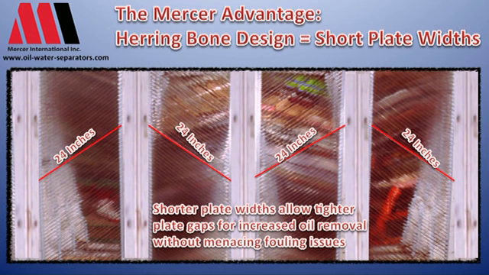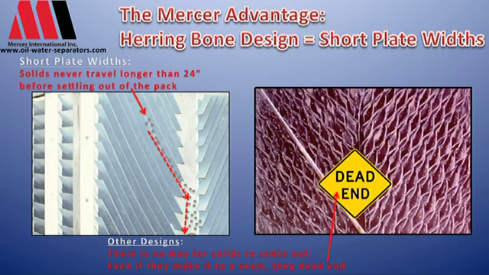And this kind of setup especially becomes important with the larger and larger units. If you can imagine a 600, 700, 800 GPM unit may have a width of 7, 8 feet. Solids may travel 6 or 7 feet to process out of the pack. With a multi-pack design with the herringbone short plate widths, they never have to travel more than 24 inches to go down and out of the pack to be processed out of it.